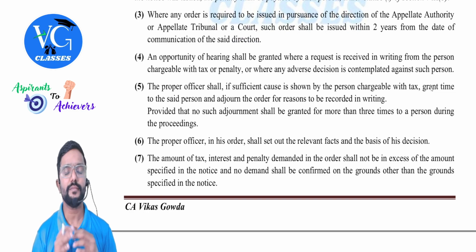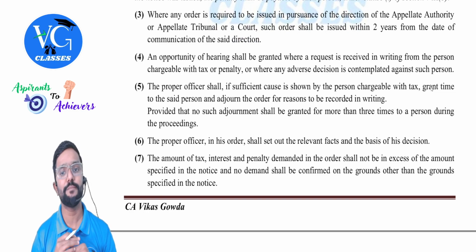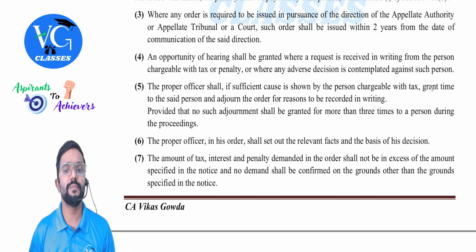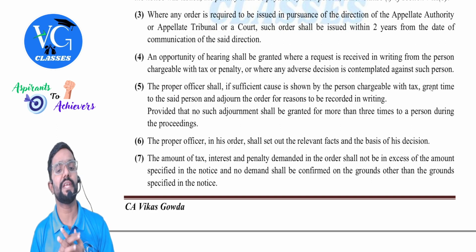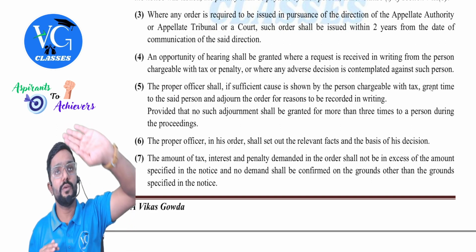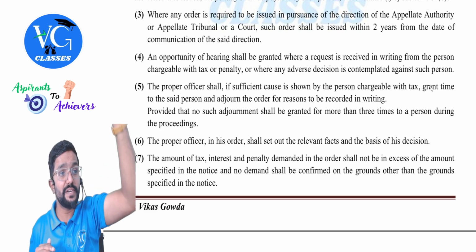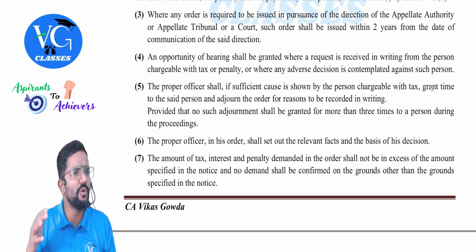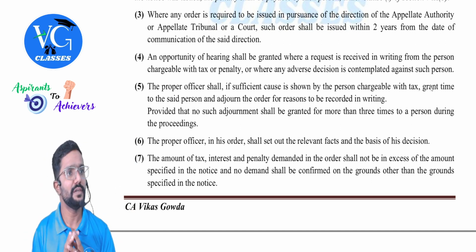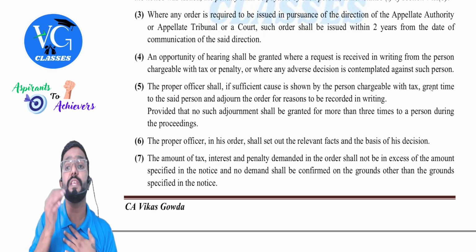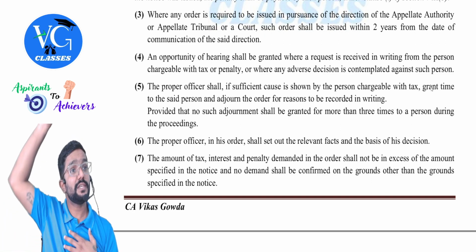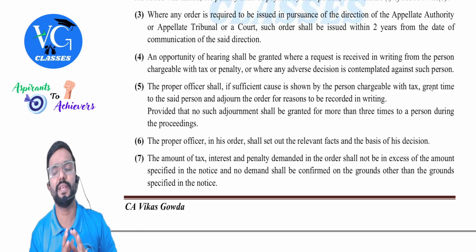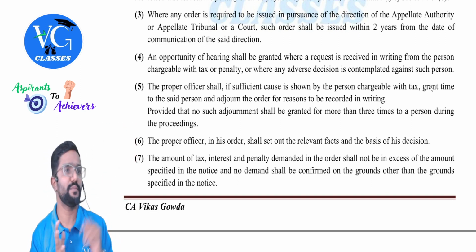Subsection 3. Where any order is required to be issued in pursuance of the direction of appellate authority or appellate tribunal or a court, such order shall be issued within 2 years from the date of communication of said direction. Now, don't worry about the time limit given in section 73, 74, 74A. Now court told, okay, proper officer, pass this order. They have told you to pass some order. They have given the direction. The order has to be passed by proper officer within what time? 2 years. Sir, section 73 told so many years, no sir. 74 told so many years, no sir. 74A told so many years, no sir. No. Now what court is telling is important.